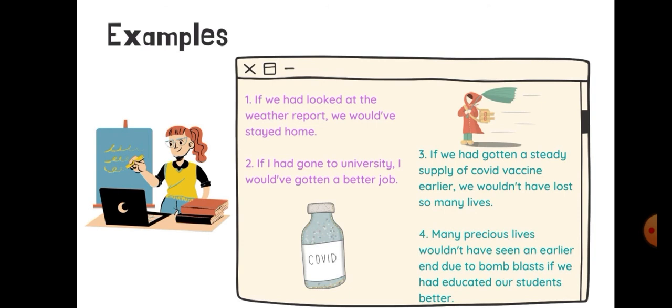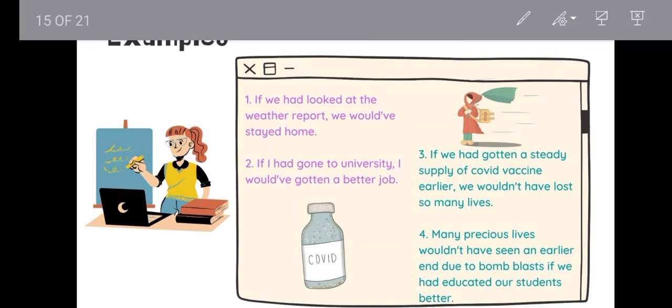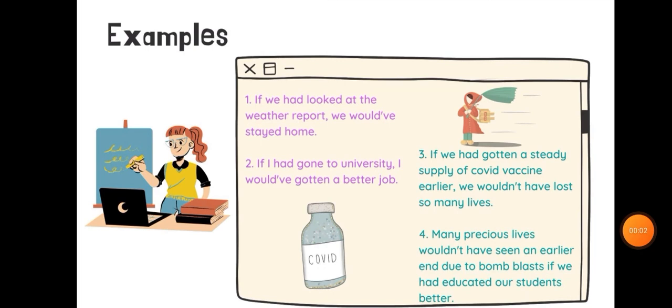Number three, if we had gotten a steady supply of COVID vaccine earlier, we wouldn't have lost so many lives. Number four, many precious lives wouldn't have seen an earlier end due to bomb blasts if we had educated our students. Here, in all these examples, we are thinking about a different past, something that we wish could have happened, something that we regret, but it cannot be changed. Do keep in mind that we cannot change the past in the third conditionals. It's something that we wish to do, but we cannot.